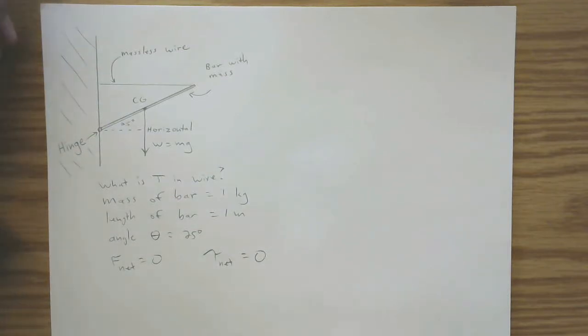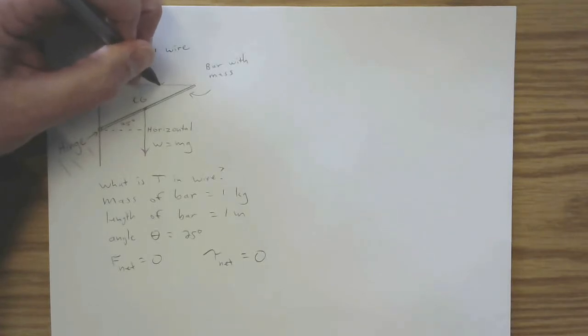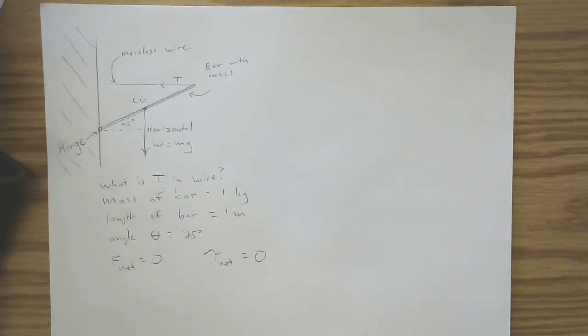And the other force is in the wire. The wire has some tension force in it. It's attached to the wall and the bar both. But the only direction that a rope or cable or wire can, the only direction that's valid is along the wire. So we're going to have some force vector, but it's got to be along the wire, and we'll call that capital T for tension.